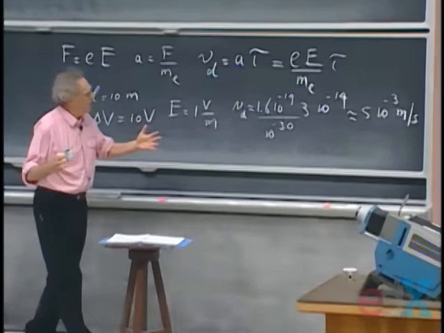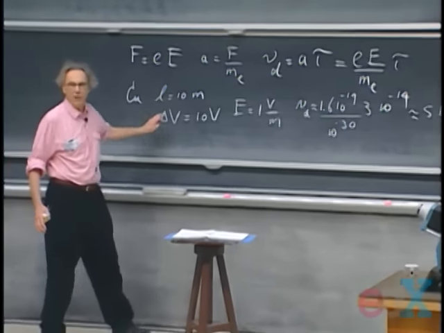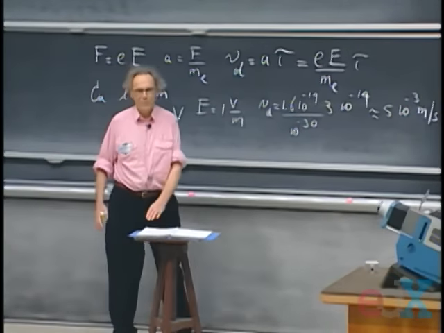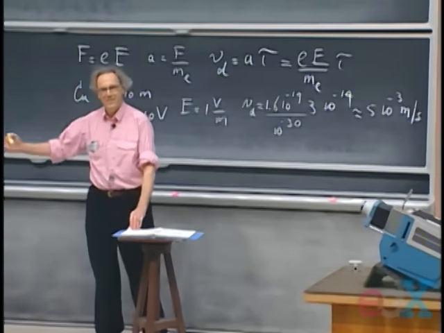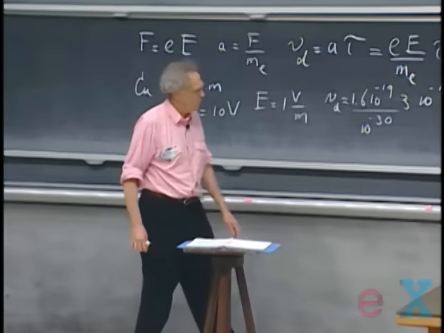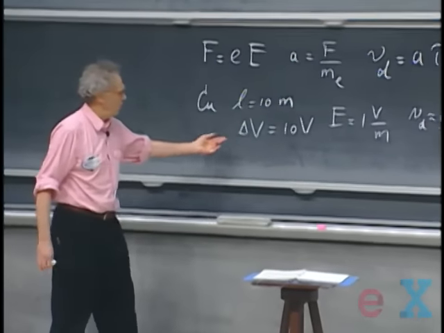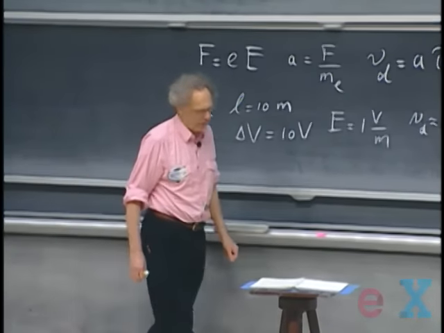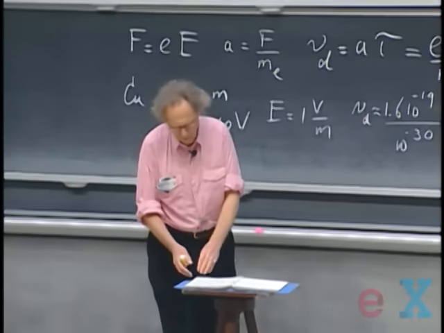To go along a 10-meter wire would take half an hour. Something that you never thought of, that it would take half an hour for these electrons to go along the wire if you apply a potential difference of 10 volts, copper 10 meters long.